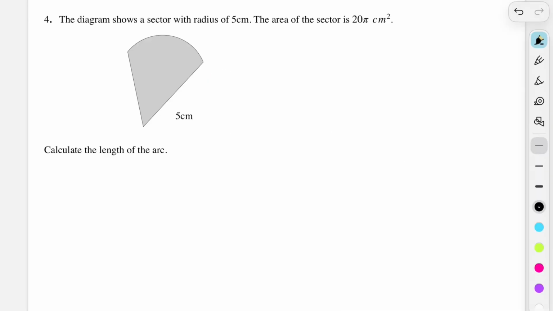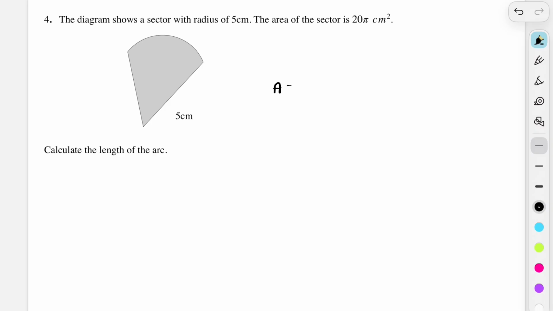This next one here, we're told that the diagram shows a sector with radius of 5 centimetres. The area is 20 pi. We need to find the length of the arc. So we know that the area is 20 pi, so we can work backwards to work out what the angle must have been by substituting that into the formula for the area of a sector.